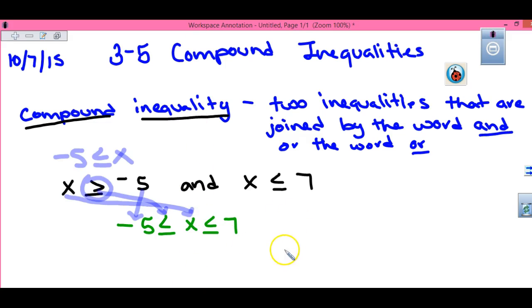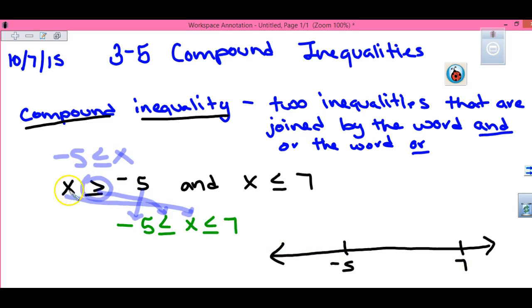Now we can graph this compound inequality. So we have -5 and then we've got 7. If x is greater than or equal to -5, that means there is a closed circle on -5 and our line is pointing to all the numbers that are greater than -5. If x is less than or equal to 7, we have a closed circle on 7, and x is all the numbers that are less than 7. So it's going in the left direction. It's pointing to all the numbers that are less than 7.